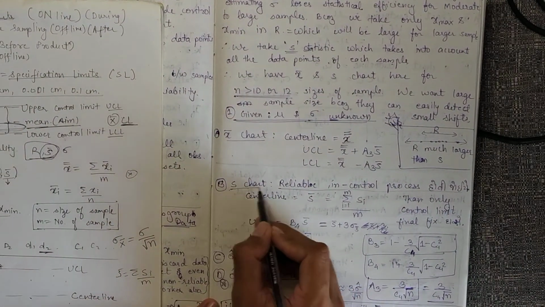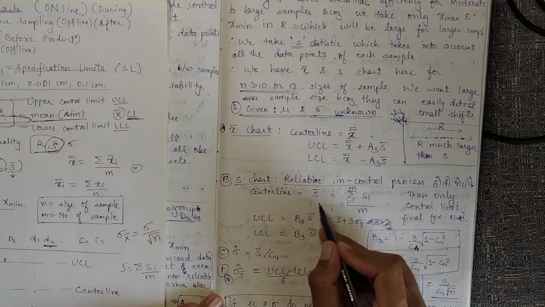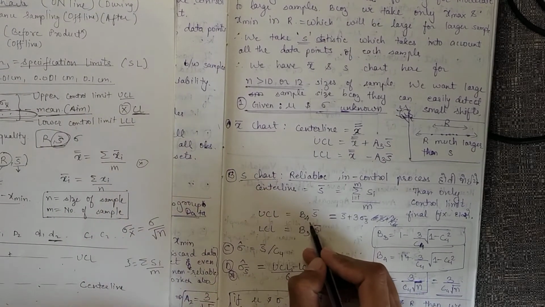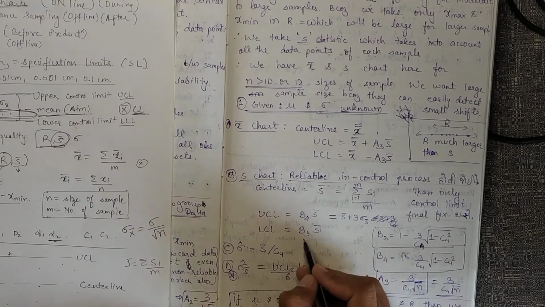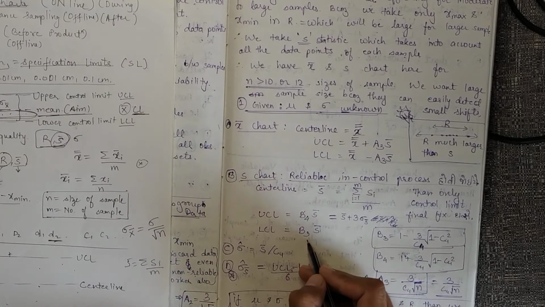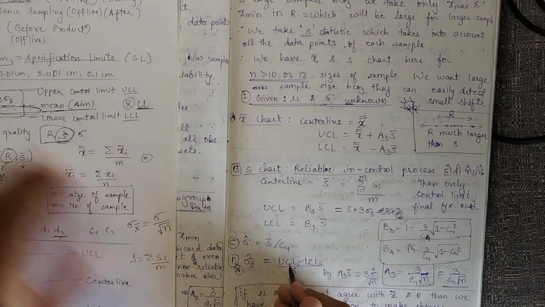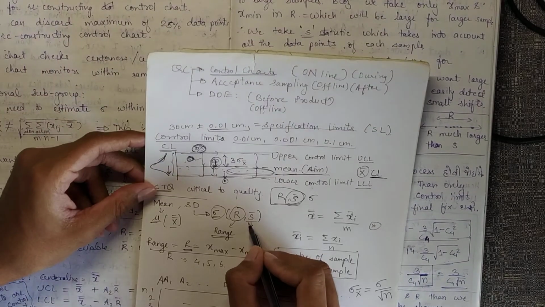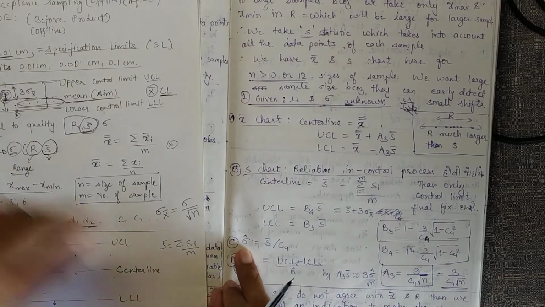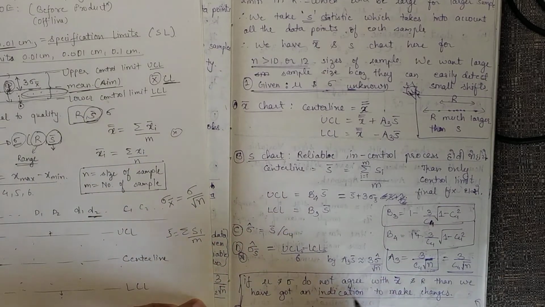Then we have another chart, the s chart. That has center line s bar, which we have already calculated, upper control limit B4 times s bar, lower control limit B3 times s bar, and these B3 and B4 are again constants depending on the values of n. And I said earlier that we'll use this s bar as an estimate of sigma. So sigma estimated is s bar by c4. C4 is again a constant.